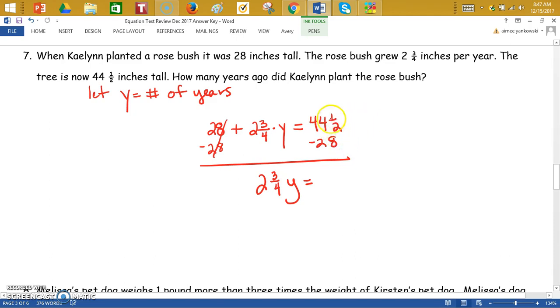Let's see. So 1/2 is still going to be hanging out here because this is like 44 and 1/2 minus 28 and 0 halves. 1 minus 0 is 1, so you still have a 1/2. So you just have to take 28 from 44. I'm going to borrow from the 4. The 4 will become a 3. This becomes a 14. 14 minus 8 is 6. 3 minus 2 is 1. So hopefully that's 16 1/2.